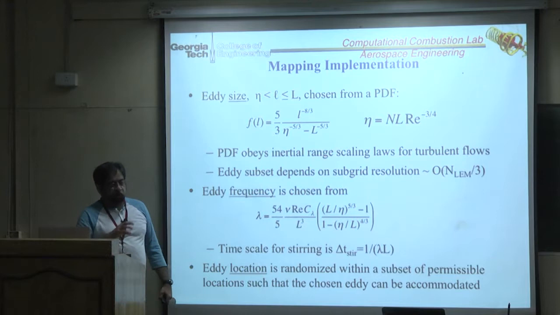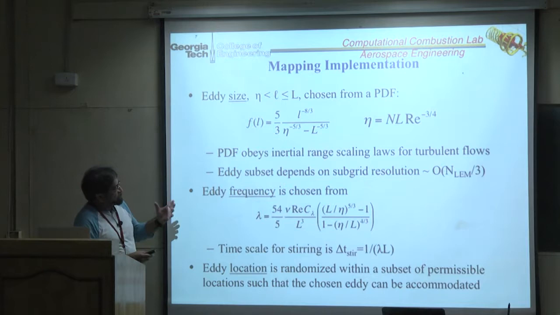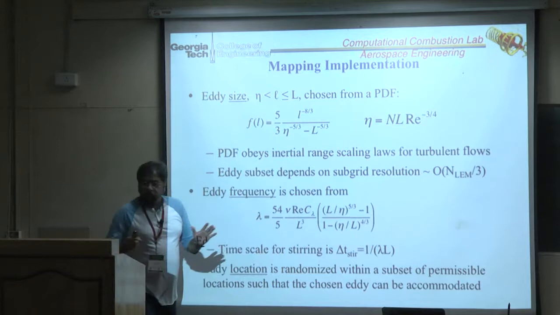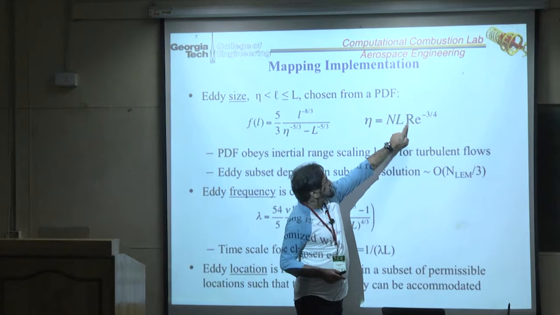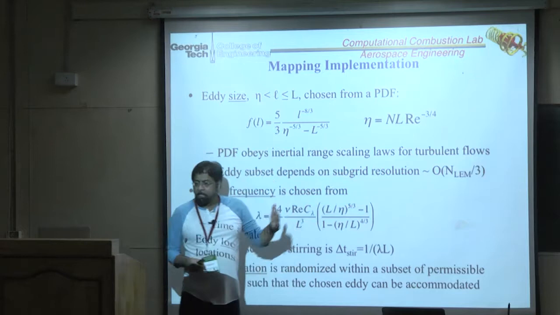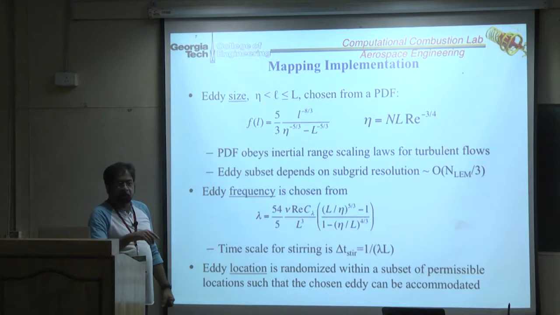You don't randomly pick it. Well, you randomly pick it, but you pick it based on the fact that the eddy size has to lie between the Kolmogorov scale and the grid size. This L is like the grid filter. That's all you have. Once you're given the Reynolds number, we know this classical scaling. This is a constant parameter that is around 10. This is eta over L. This is the classical turbulence scaling: the Kolmogorov scale over the integral length scale goes as Reynolds to the power 3/4. Everybody knows that, right?